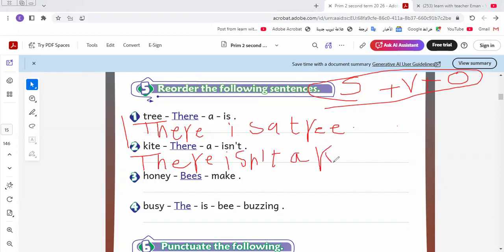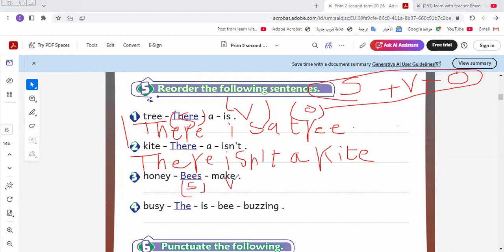Here we say, I apply this rule on this sentence. Here is the subject, here is the verb, and here is the object. It's called subject, verb, object, as we know. So the other one: honey, bees make.